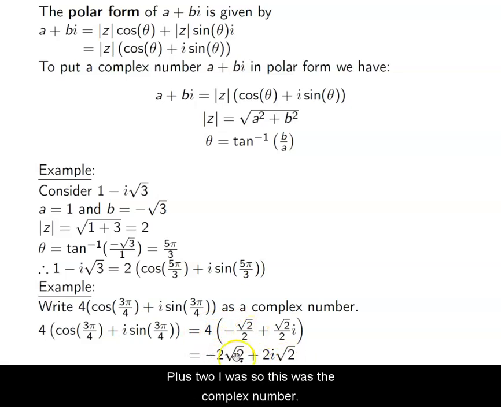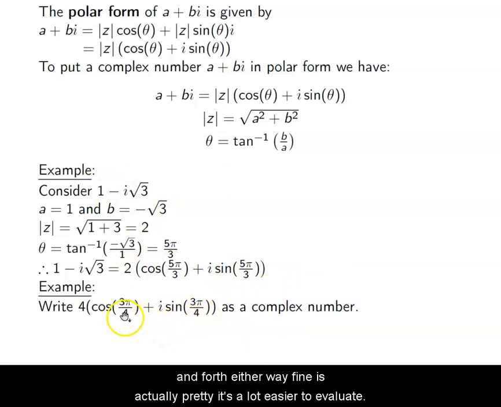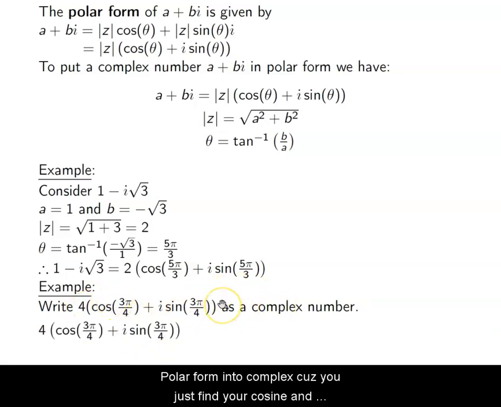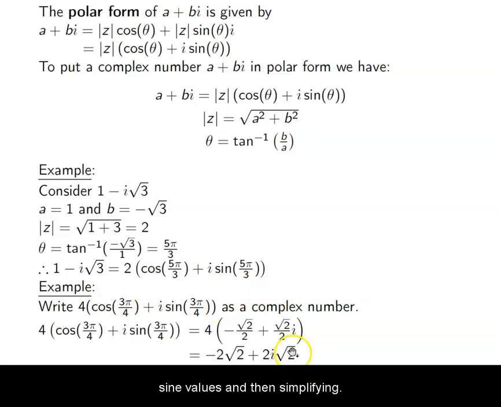So this was the complex number that gives me this as a polar form of that value, right? This complex number has this polar form. So I can go back and forth either way. I find it's a lot easier to evaluate a polar form into complex because you're just finding your cosine and sine values and then simplifying, right?